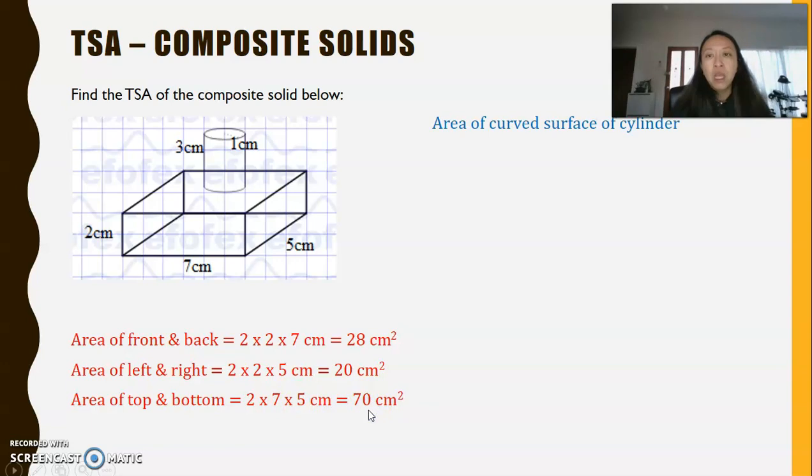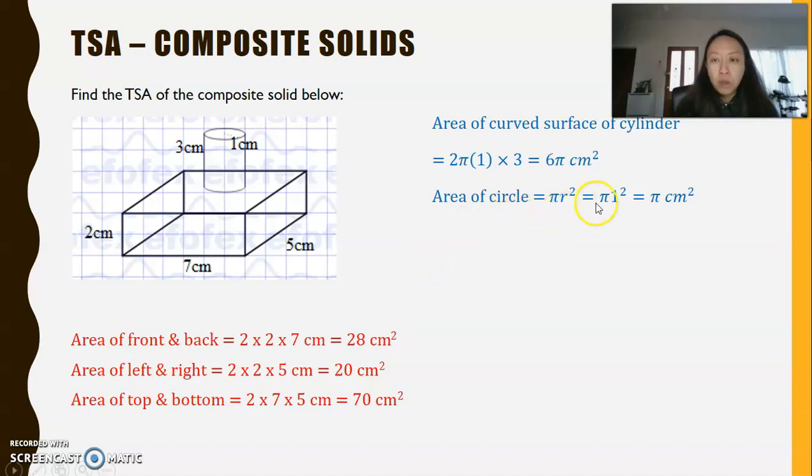If we consider the curved surface area of the cylinder, it's going to be what we have done before. So this is 2 pi r times the height. In this case, the radius of my circle is just 1, so I have 2 times pi times 1 times 3, which gives me 6 pi centimeters square. This is the area of the curved surface. The area of the circle will be pi r squared, which is pi times 1 squared, which is pi centimeter square. This circle is the top part over here.